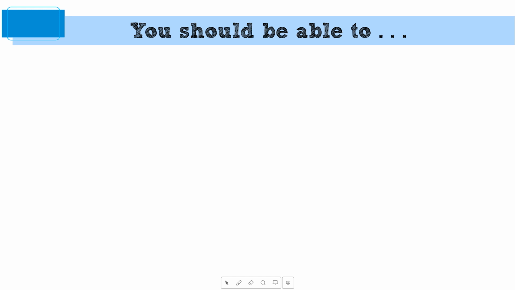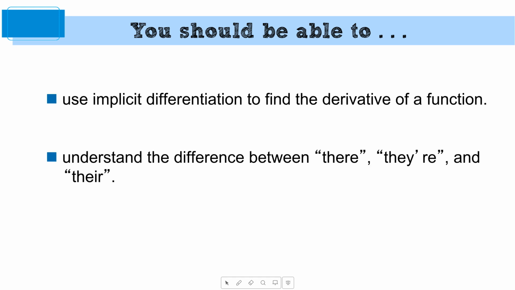Only two things you need to worry about today. How to do implicit differentiation and the difference between there, and there.